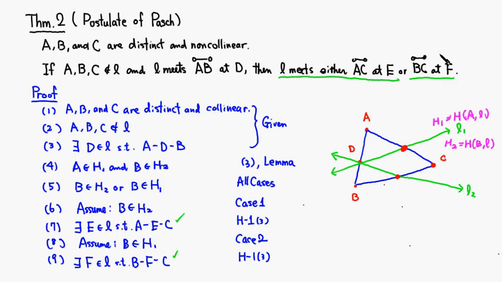All right, so we got 2 cases. So we just say number 10. Right, therefore L meets either open segment AC at E, or BC at F. So this comes from line 7 and line 9. All right, that's it. I hope that this was clear.